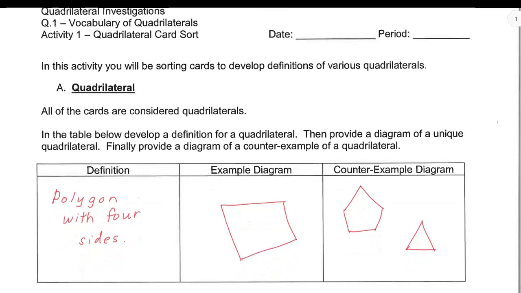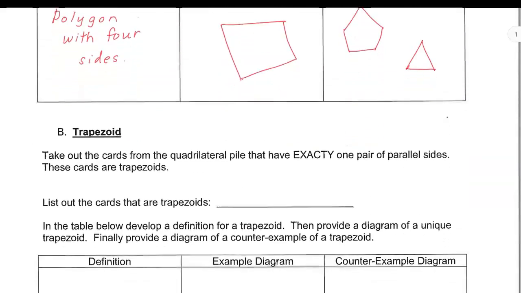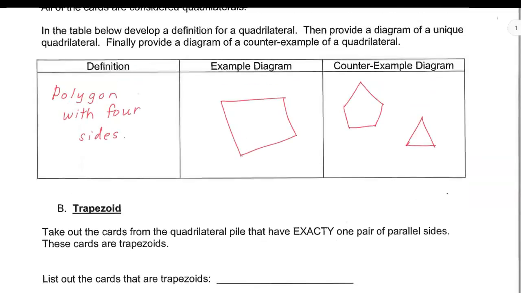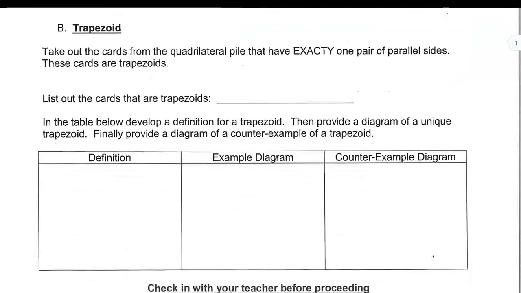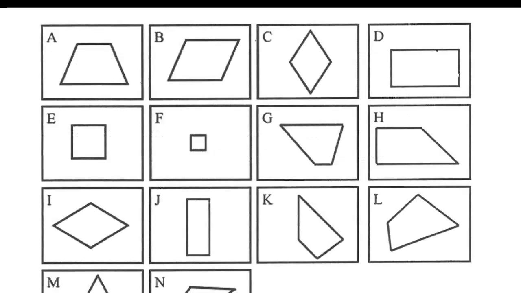Okay, what we're going to do is look at the quadrilateral cards and sort them out. They're all quadrilaterals on the piece of paper, but we're going to start with trapezoids. So we're going to take out cards from the pile that have exactly 1 pair of parallel sides. So let's look at that page. I'm looking at the figure in A.